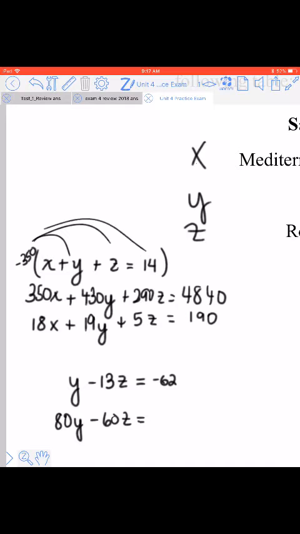And then there, 14 times 350 is negative 4,900. So I need to combine that with the 4,840. So 4,840 and 4,900 gives negative 60.